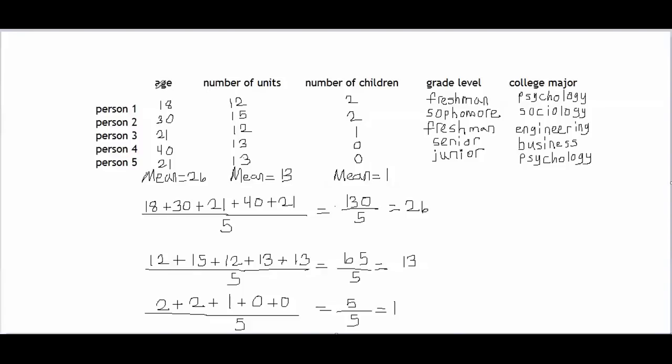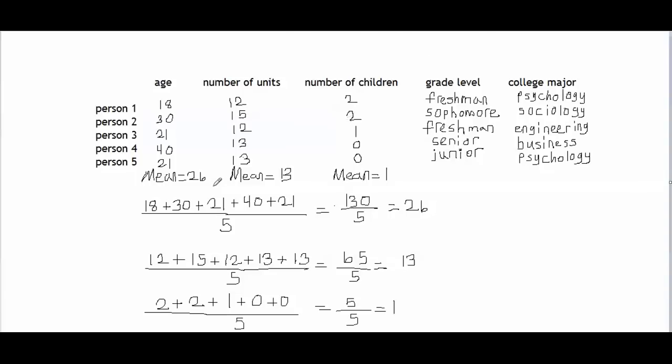So overall, we can calculate the mean for all of the columns that are quantitative, which are these 3 over here, and we can't calculate the mean for the columns that are qualitative over here. Qualitative means either nominal or ordinal. So we won't calculate the means of these 2 columns.